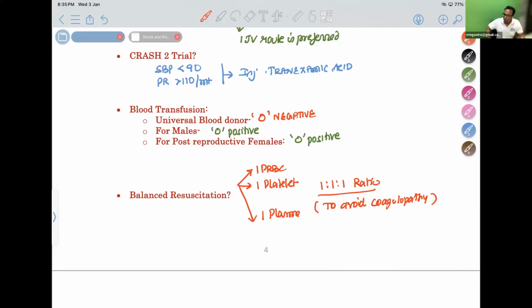If I do only blood transfusion, packed red blood cell alone, what will happen? The problem that will happen is the patients can develop coagulopathy because blood does not contain coagulation factors. Coagulation factors are deficient in the blood. So therefore, to avoid coagulopathy, I should use the 1:1:1 ratio.